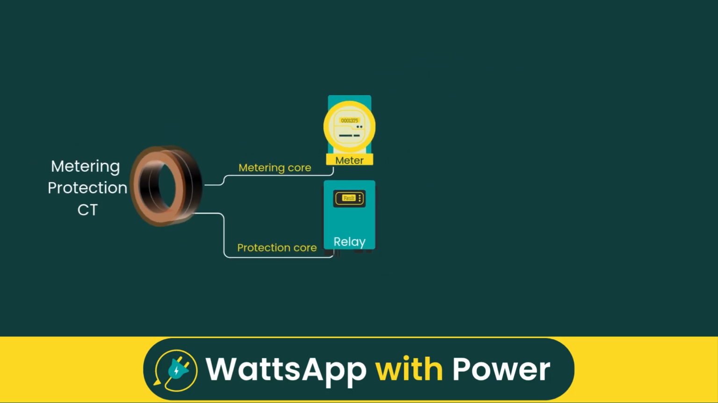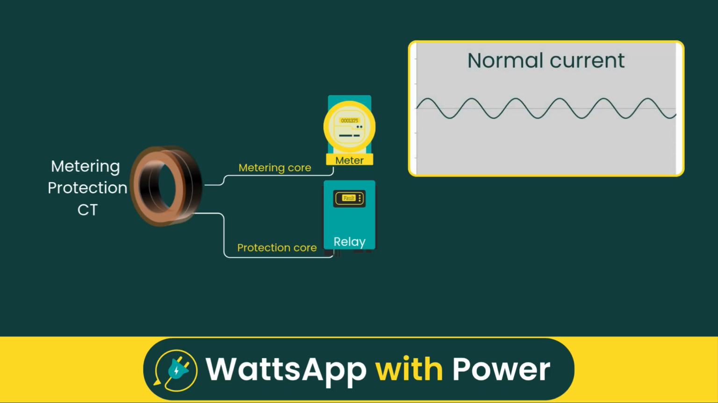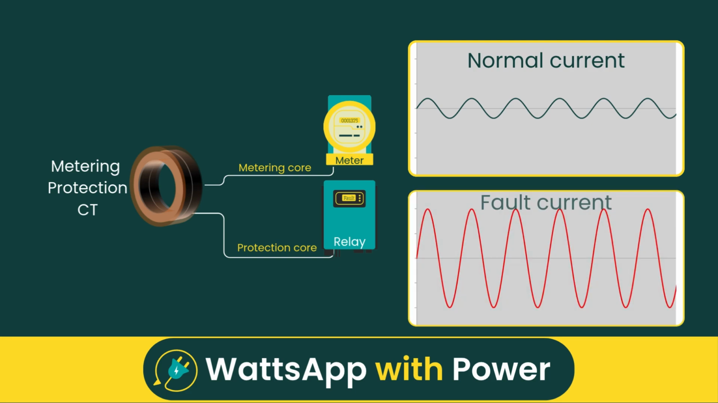Metering CTs are built to operate under normal conditions, delivering accurate current measurements to instruments like ammeters, watt meters, and energy meters. Protection CTs, however, step in during fault conditions. Their role is to remain linear at very high currents to ensure protective relays operate reliably.